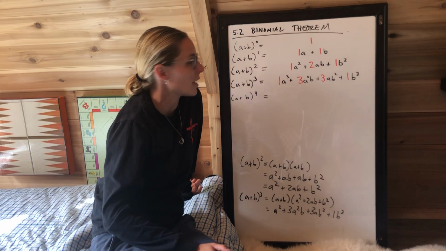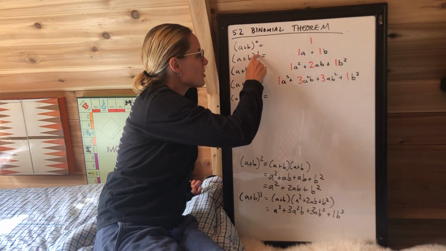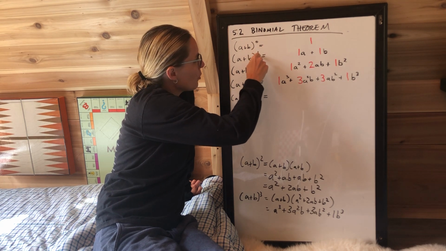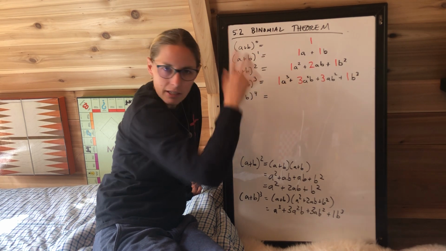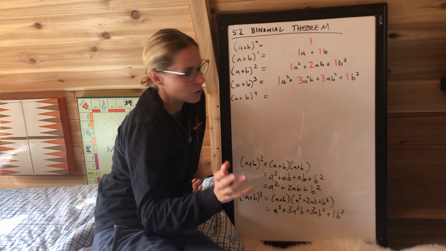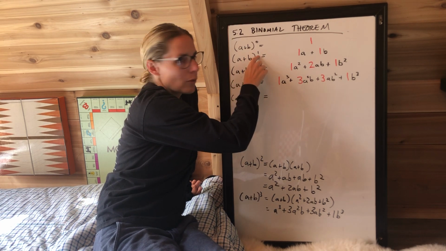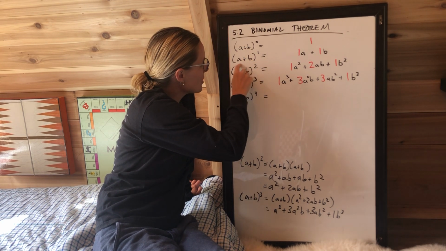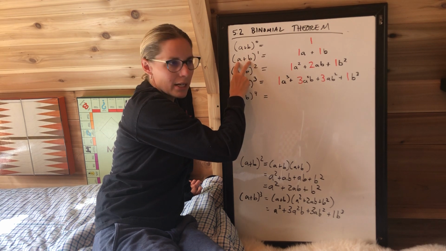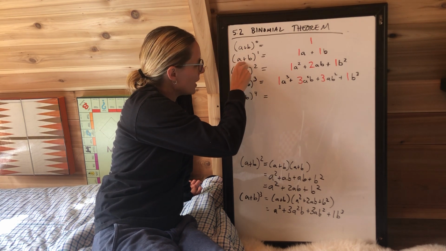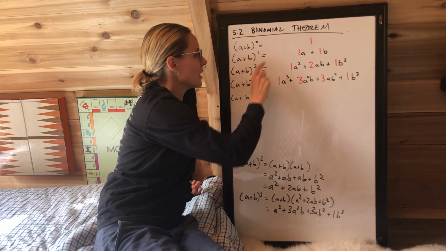The next one, which is to the exponent 1, I'm going to keep increasing the exponent by 1. Now anything, again, doesn't matter if it's a monomial, binomial, trinomial, anything to the exponent 1 is just what was inside. So I'm going to write this a little different. Instead of writing a plus b, I'm going to write 1a plus 1b. That's going to be the answer here.